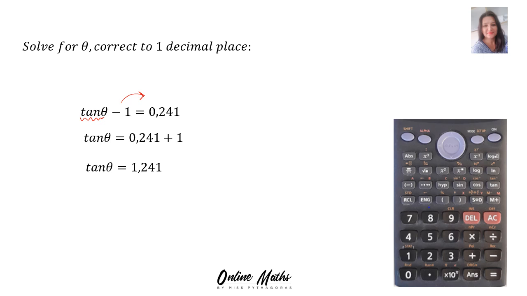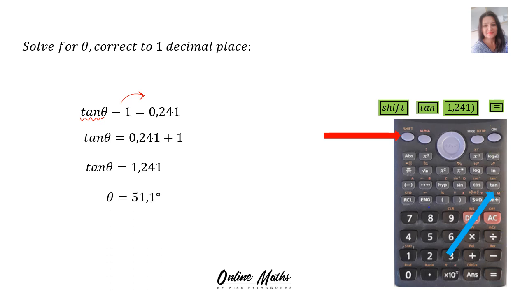When we work out an angle, we will use the shift button. So it's shift tan 1,241 close bracket equals, and then the answer, theta is 51,1 degrees.